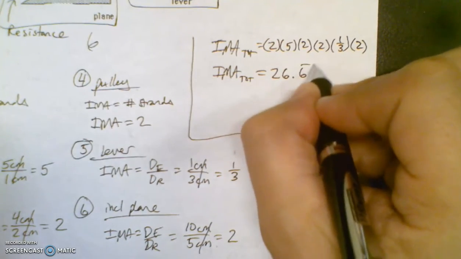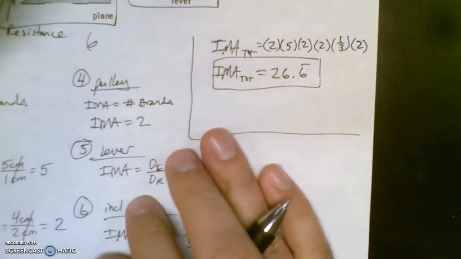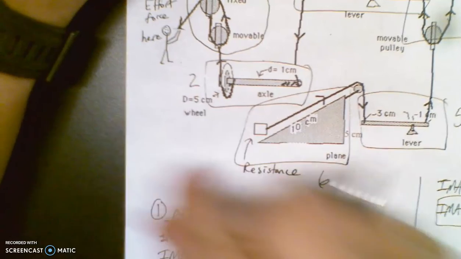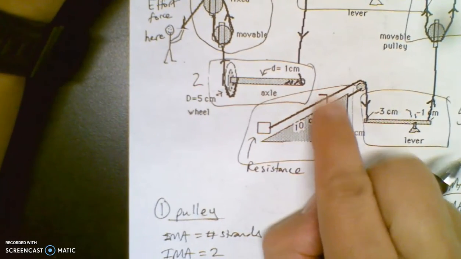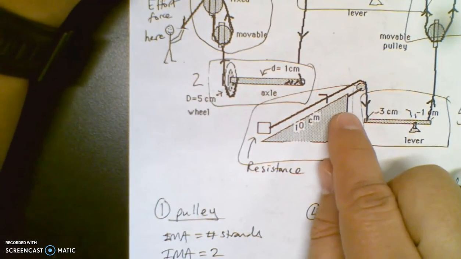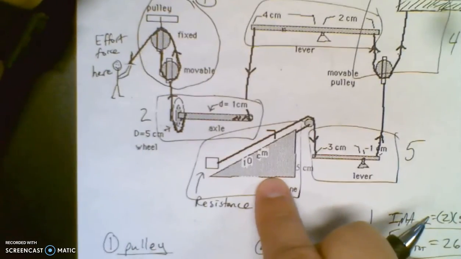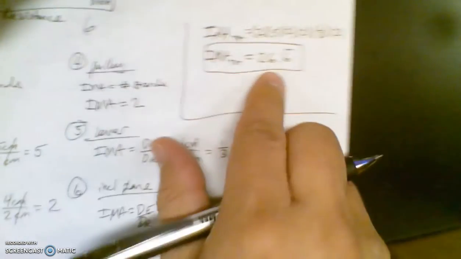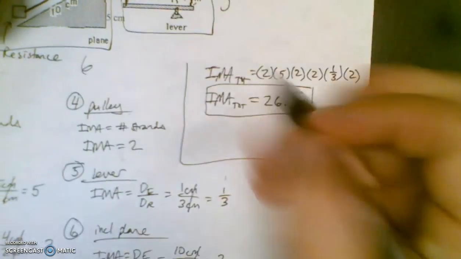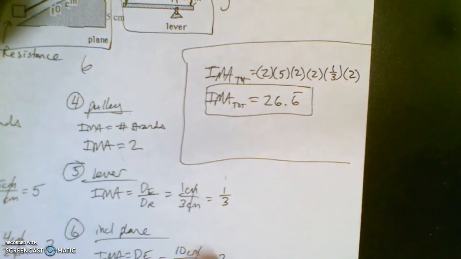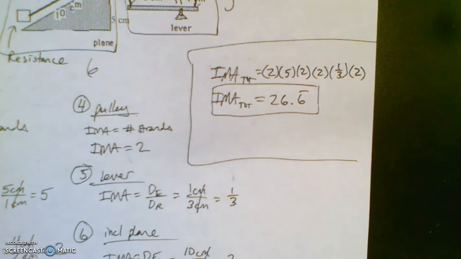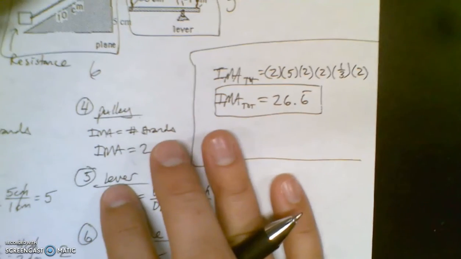26.6 repeating. Which means if this were your granny over here and she wanted to lift a box 5 centimeters into the air, which is not a lot, it would make it 26.6 times easier. So, that's helpful. Old granny can lift boxes now, right? Okay, so that's it for that one.